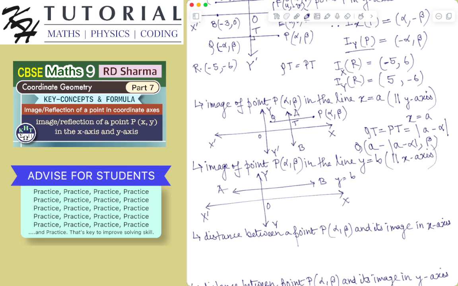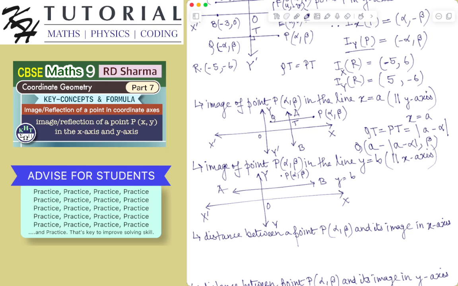So we have a line AB given, which is parallel to the x-axis, whose equation is y equals b, and let's say b is positive. And we are given a point, let's say P, whose coordinates are alpha comma beta, and we have to find the image of the point P in the line AB. So it is the same as finding the image of the point P in the x-axis. The concept is the same, but we have to do the calculation a little differently.